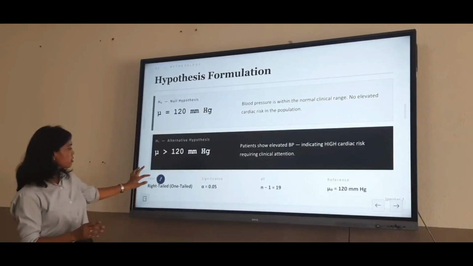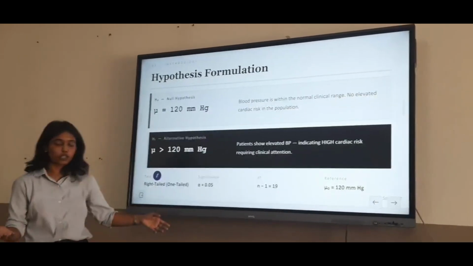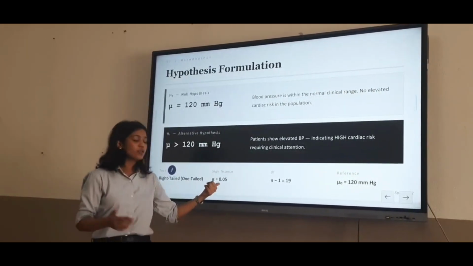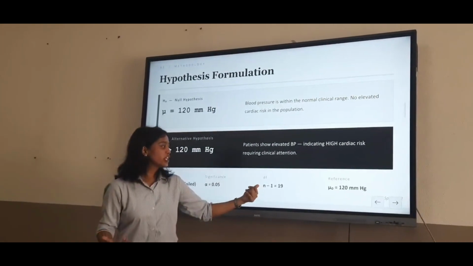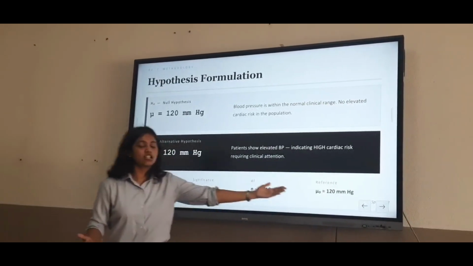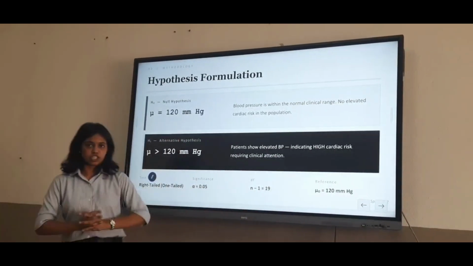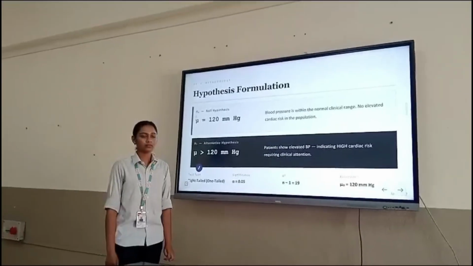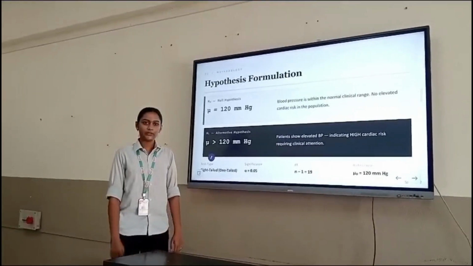So the test type is as I told you earlier. Our alpha value is 0.05, the degree of freedom is 19, and the reference, as I told you before, mu naught, is 120 mmHg. So now I continue with the next slide.